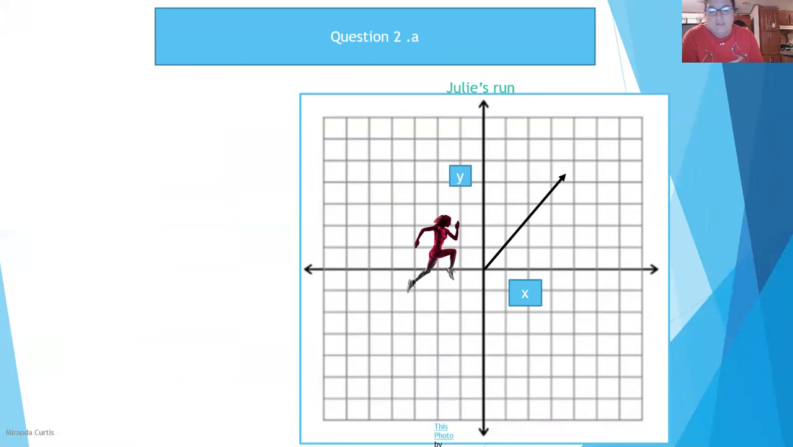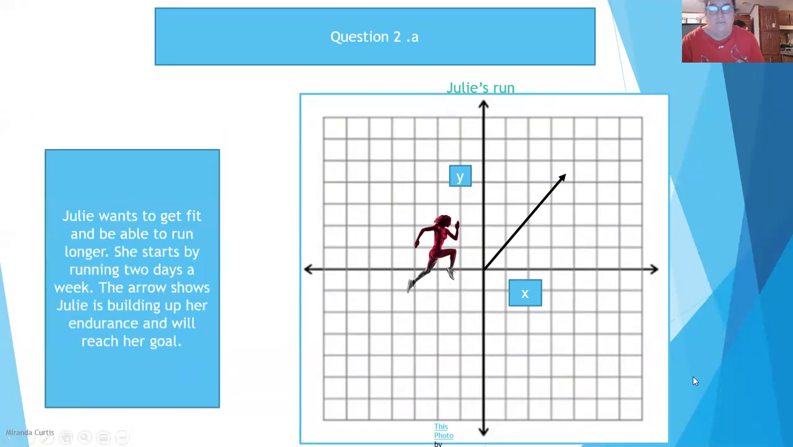We are going to look at the variables x and y, which are related by the formula shown below. So our first formula is y equals x over 2. Julie wants to get fit and be able to run longer. She starts by running 2 days a week, and the arrow shows that Julie is building up her endurance and reaching her goal. So Julie, our little person here, is running up. So that is why our arrow is pointing up.